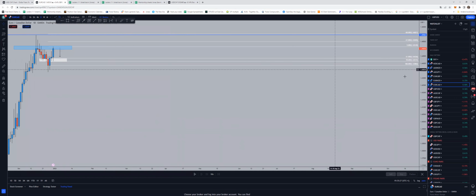So yeah, I will prefer EURGBP and EURNZD for this moment. So yeah, these are the trades I'm most looking at this week. There are some other trades to take a look at also, but these are the major pairs I'm looking at for this week.